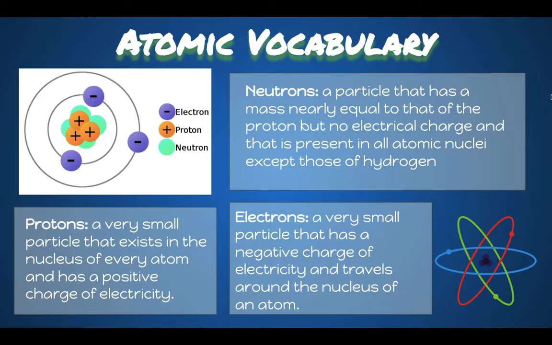So first I want to go over some atomic vocabulary. Within an atom we have electrons, protons, and neutrons. We're going to cover those definitions quickly. Neutrons are subatomic particles that have no electrical charge and are present in all atomic nuclei except those of hydrogen. Protons are the subatomic particles that have a positive charge of electricity. Electrons are the subatomic particles that have a negative charge and travel around the nucleus of the atom.